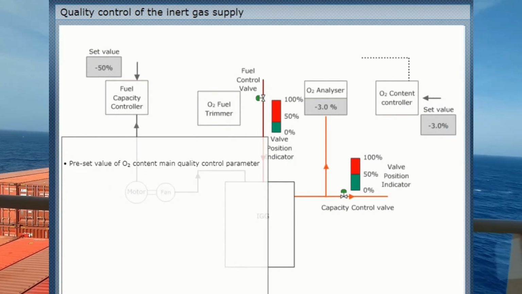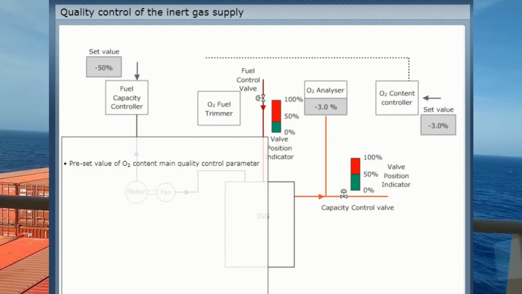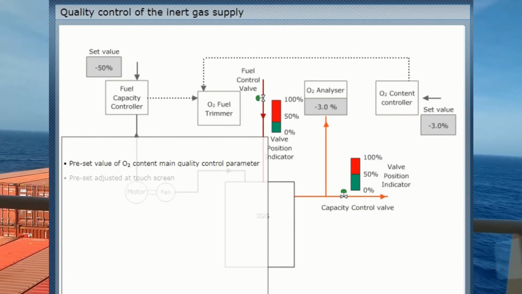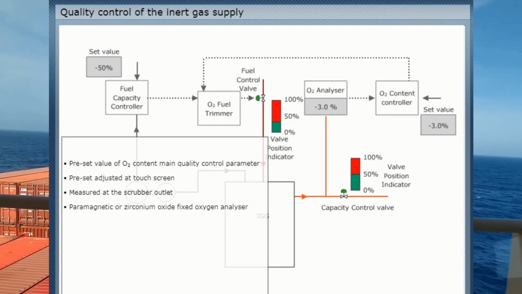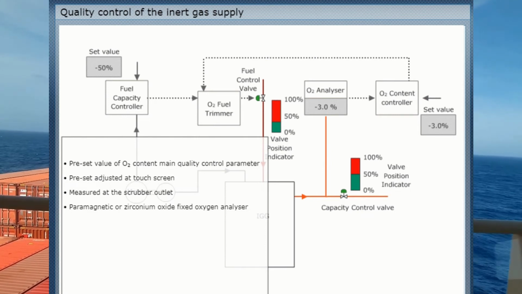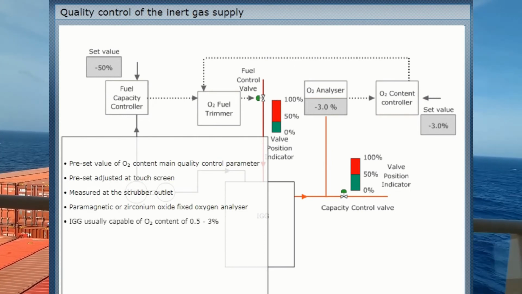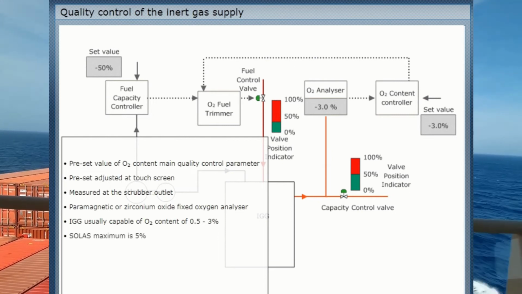The quality of the inert gas is controlled by maintaining the oxygen content at the preset value set for the system. The set point can be adjusted by using touch keys on the main and startup screens. The oxygen content of the inert gas is measured at the scrubber outlet using a fixed oxygen analyzer. The oxygen analyzer may be of the paramagnetic or zirconium oxide electrochemical type sensor. Most independent inert gas generators are capable of producing gas with an oxygen content of between 0.5 and 3%. The maximum allowable content, according to SOLAS, is 5%.